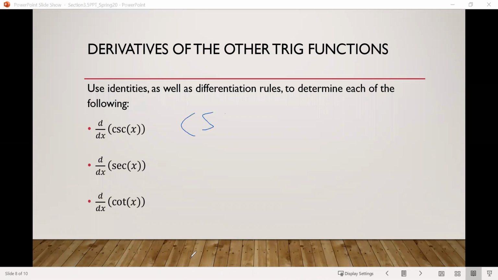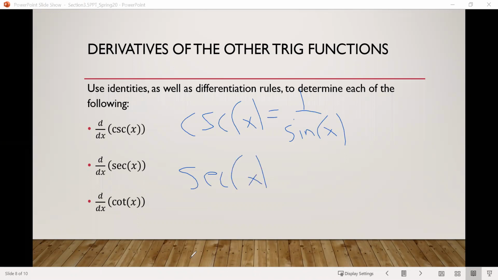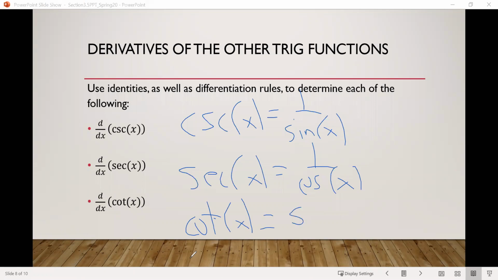So remember, cosecant of x is equal to 1 over sine of x. Secant is equal to 1 over cosine. And cotangent, there's a couple of different ways to think about cotangent. We can think of it as 1 over tangent, or not sine over cosine, but cosine over sine. Hopefully that one makes sense, because remember, tangent is sine over cosine, so cotangent, if it's 1 over tangent, would be the reciprocal of that.